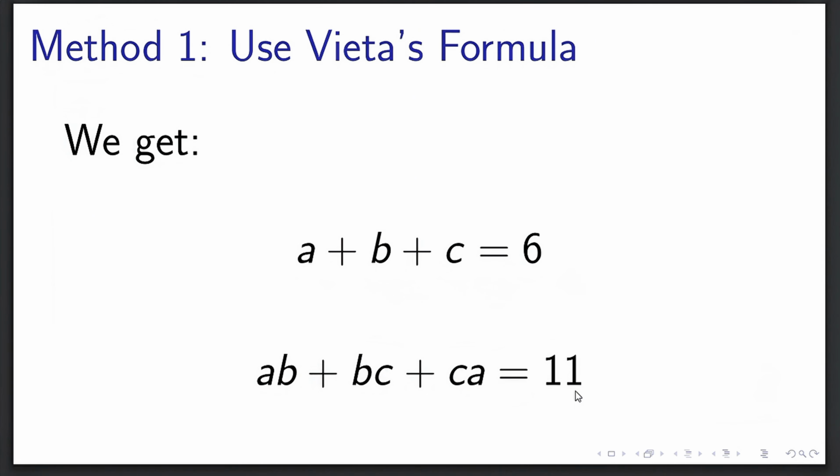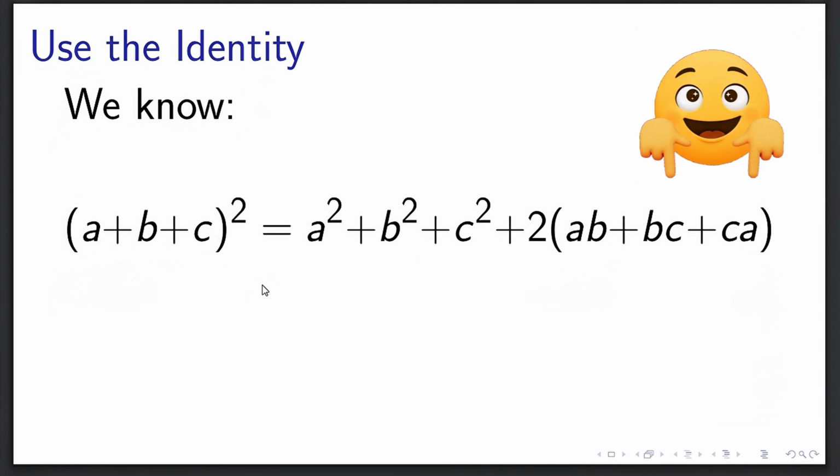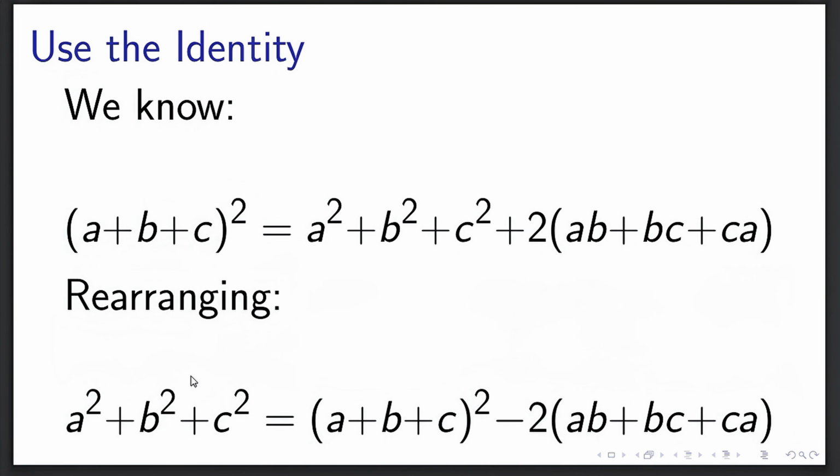Now we know this identity which says we have (a plus b plus c) whole square will be equal to a square plus b square plus c square plus 2 into (ab plus bc plus ca). I can rearrange this identity. When I do that, I will get a square plus b square plus c square will be equal to (a plus b plus c) whole square minus 2 into (ab plus bc plus ca).